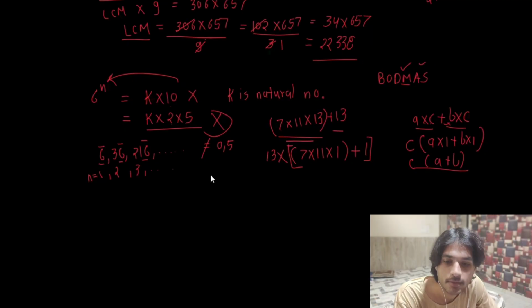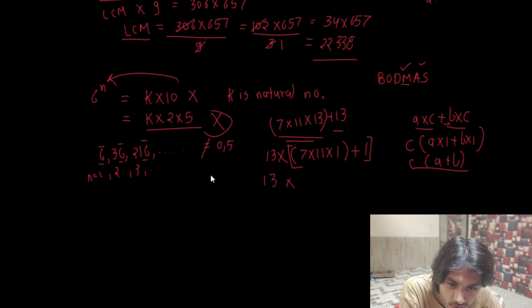And if I take 13 common from it, it will leave 1 at its position, right? So 7 multiplied by 11 multiplied by 1. And here, because there is no other number other than 13, it will simply leave 1 in its place. So it's going to be 1. So this is 13 multiplied by (7 elevens are 77, plus 1). So this is going to be 78.